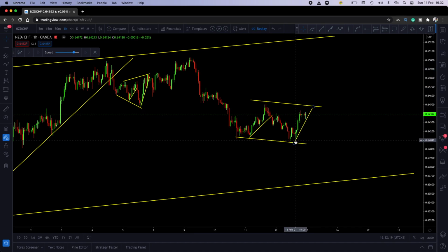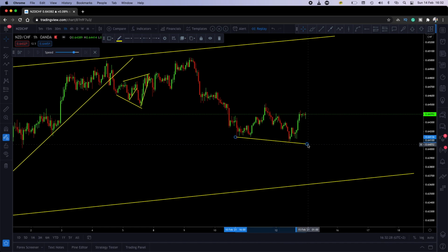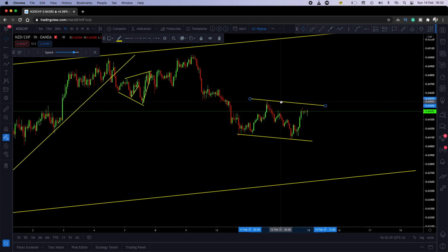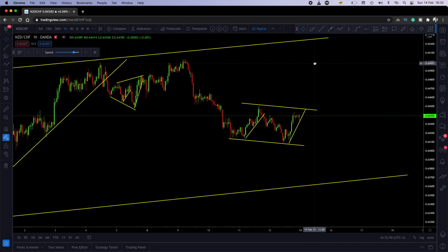Let me take away all these trend lines. So I drew this trend line like this. I duplicated this line, took it to the upper level, and after that put this trend line just to cut the market. So every time it breaks this trend line, it's going to be a sell.